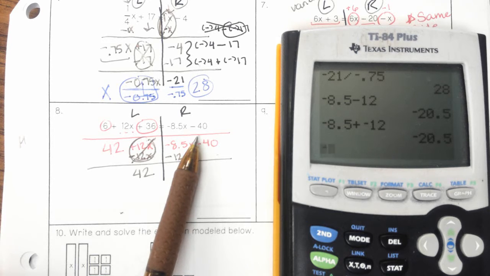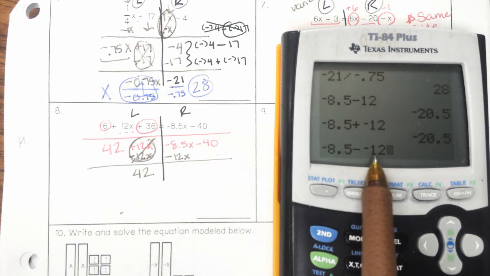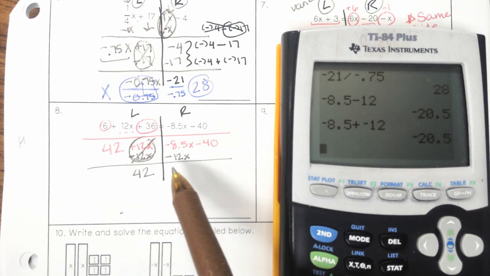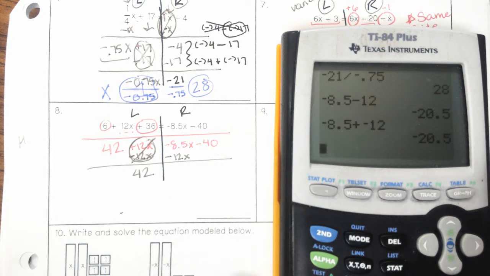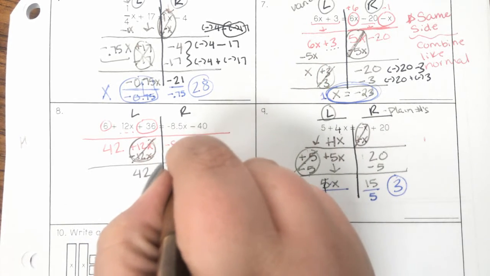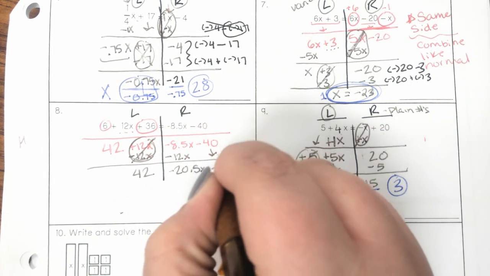What you couldn't do is negative 8.5 minus negative 12, because this has two negative signs in the term 12. There's only supposed to be one. So when you combine negative 8.5x's and negative 12x's, you get negative 20.5x's. We have negative 20.5x's, and we'll just drop down the negative 40 there as well.